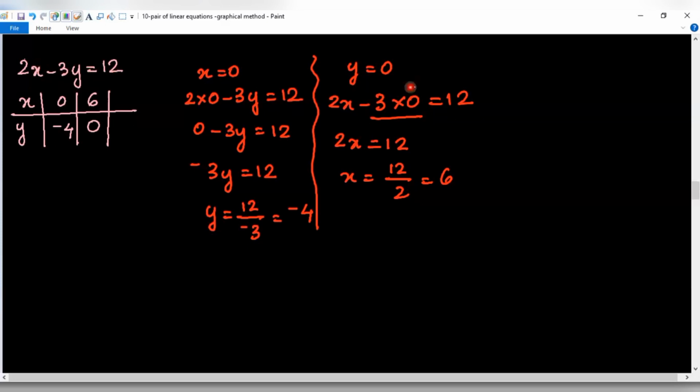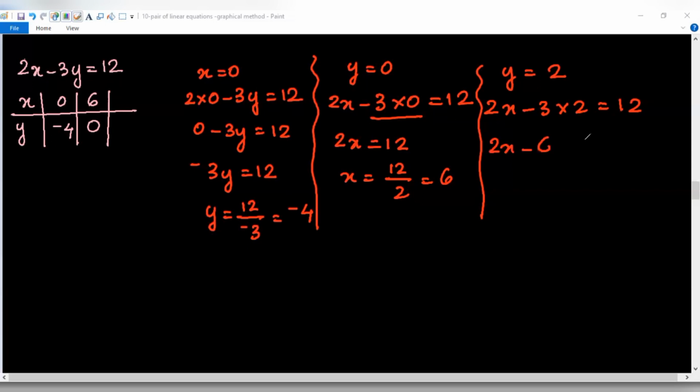Common sense or just a logic. Okay. So let us try with y equal to 2. So 2x minus 3 into 2 equal to 12. So 2x minus 6 equal to 12.